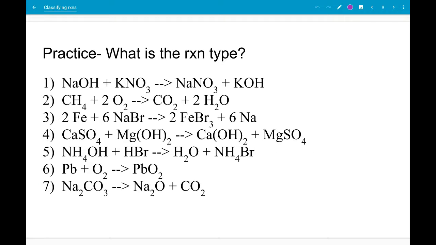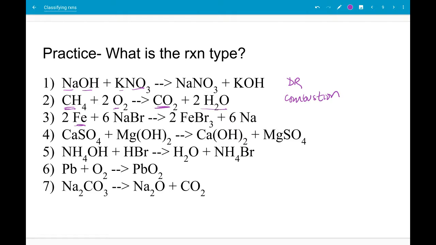So here's some practice. And so we can identify what is the reaction type. So here I go, okay, this is two things. So this is going to be a double replacement. Okay, if I look at this next one, O2 is a reactant. Oh, it's a hydrocarbon. I got C's and H's. CO2 and water is another indicator that makes it a combustion reaction.